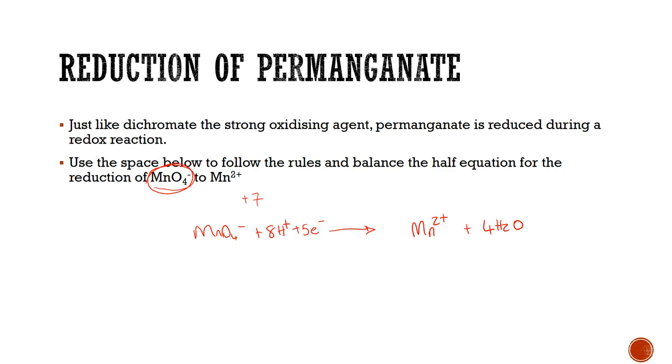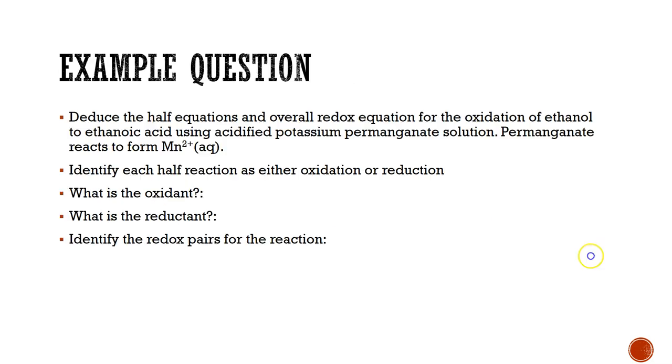You will get so much practice with these dichromate and permanganate equations that you'll probably memorize them by heart, but the process always works irrespective of that. And then I can throw in my states, so it would be aqueous, aqueous, aqueous, and liquid here. So this would be the half equation for the reduction of permanganate.